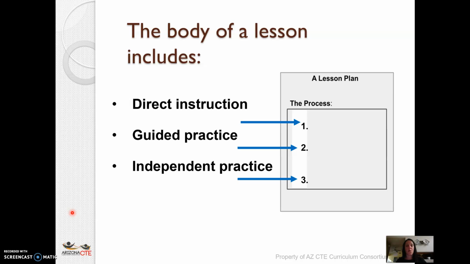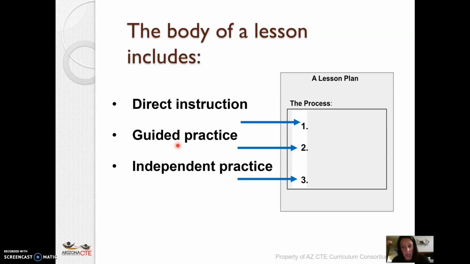So the three parts of the process part of the lesson plan: you have that direct instruction. That's this part here, direct instruction. That's the I do. So how are you going to get that direct instruction across? Then you have the guided practice, which is its own little part on our blank lesson plan. So after you get your instruction across, what are you going to say? What are you going to do to get your instruction across? That's the I do.